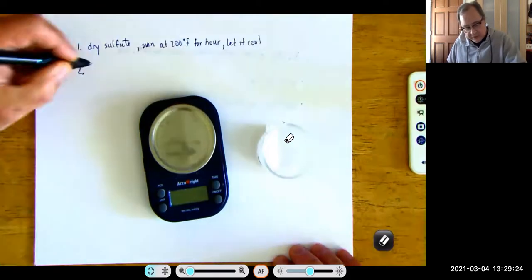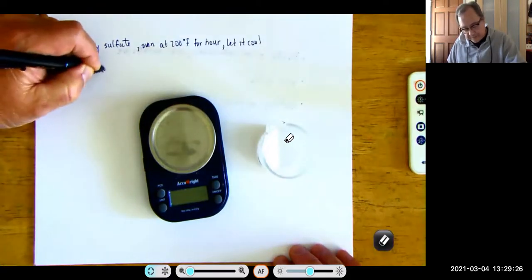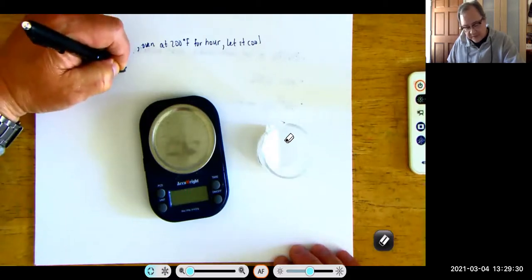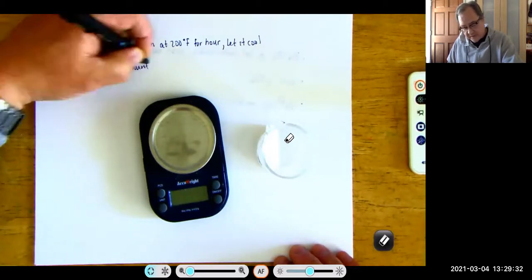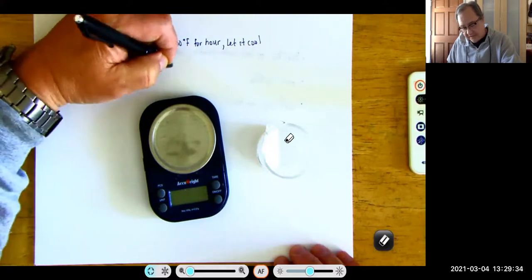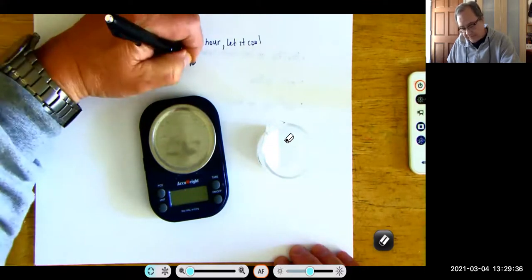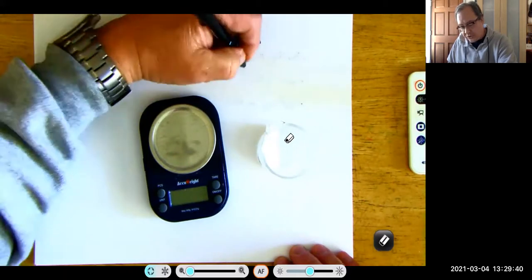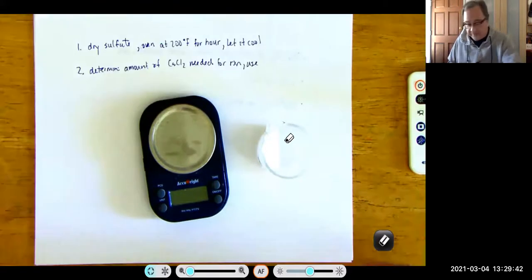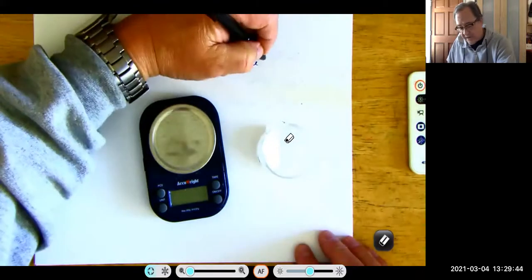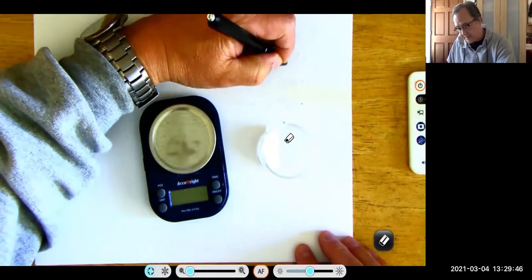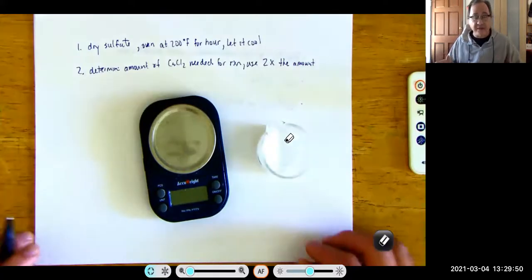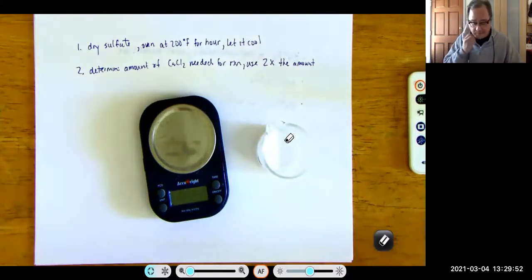Then you also want to determine the amount of calcium chloride needed for the reaction. And you're going to use 2 or 3 times the amount. We're going to use at least 2 times the amount. So what does X mean? X means times, 2 times the amount.